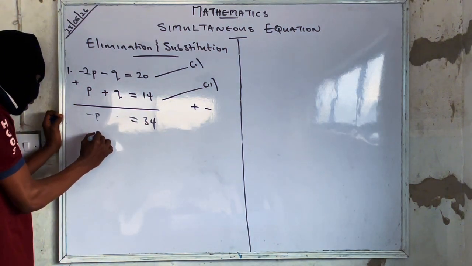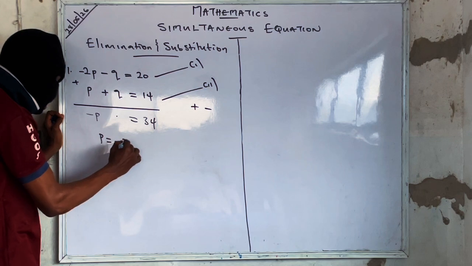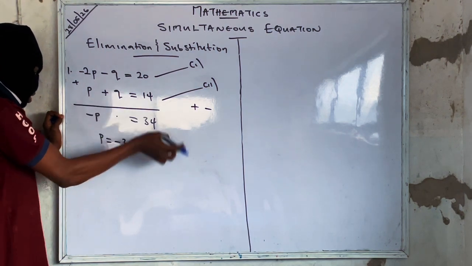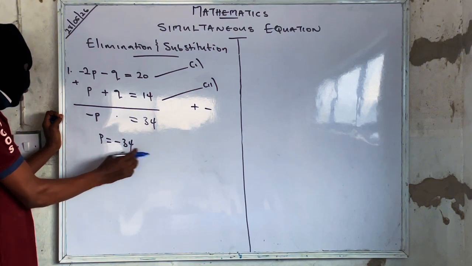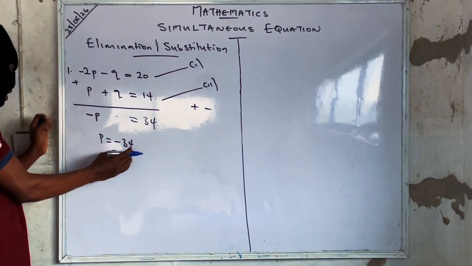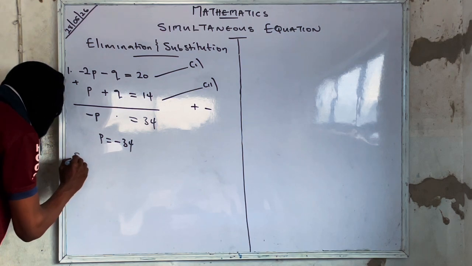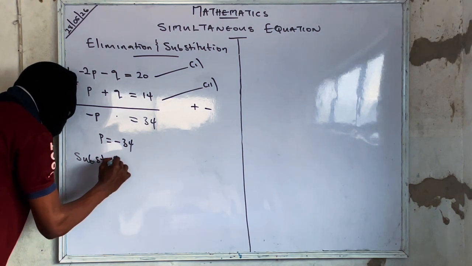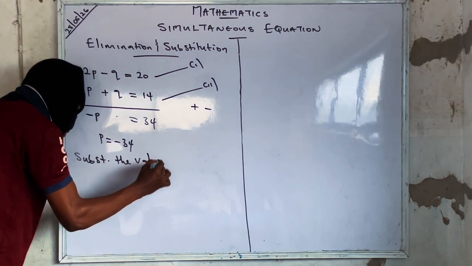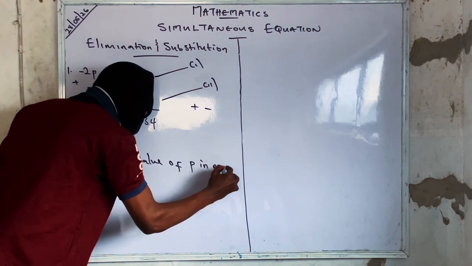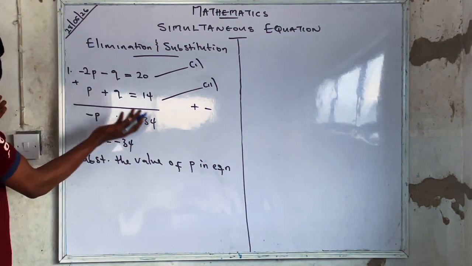So this your minus p will now be equal to 34, so p is equal to minus 34. Just make sure that this minus p, this minus crossover. So p is equal to minus 34. Now since you have gotten the value of p, you can now substitute the value of p in equation, you can use 2.